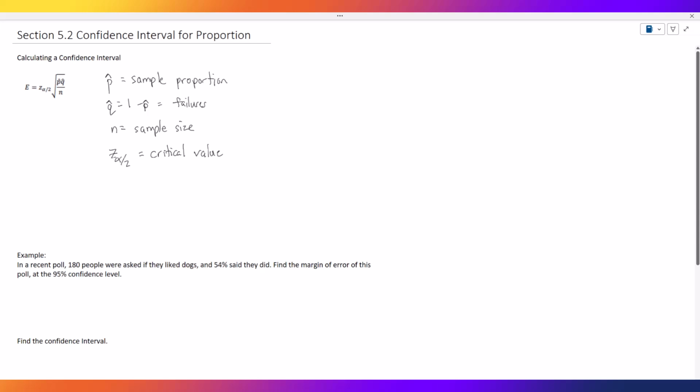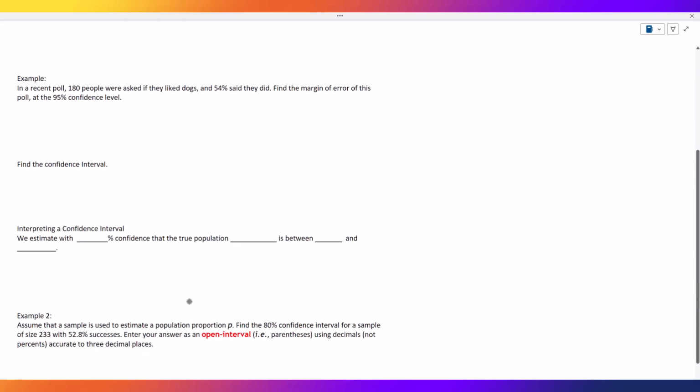Like I said, in the context of this one below here, we'll use those to find our margin of error. I'll scroll down a little bit, showing everything we're going to do for the whole session. In a recent poll, 180 people were asked if they like dogs. 54% said they did. Find the margin of error for this poll at the 95% confidence level.